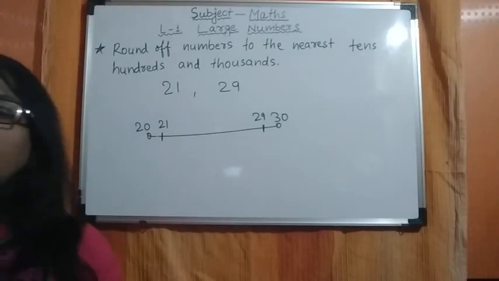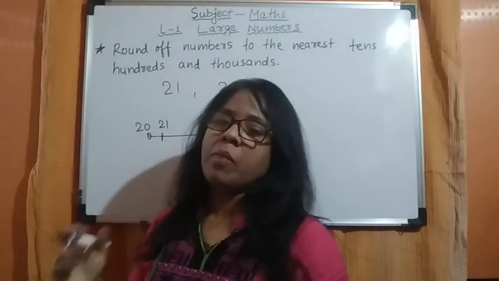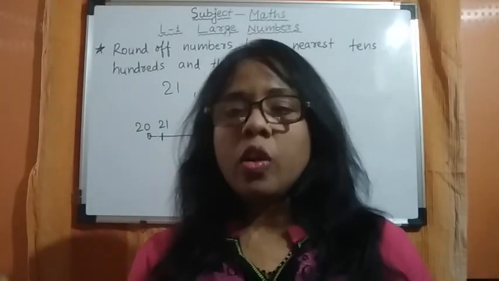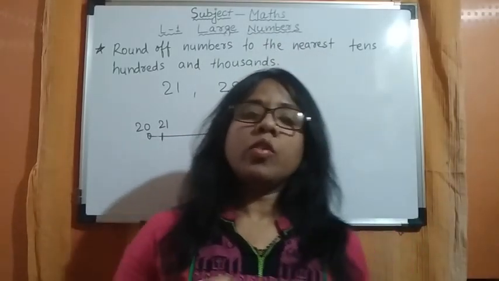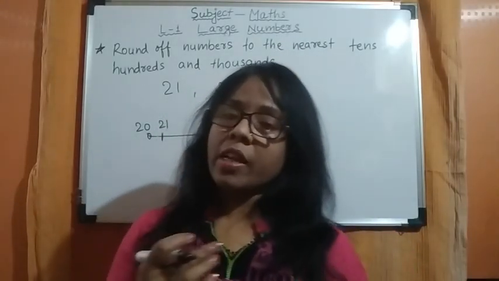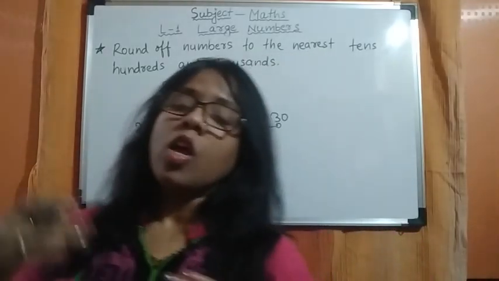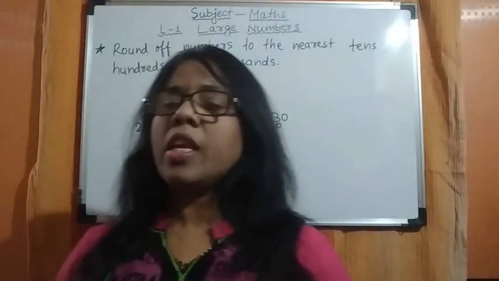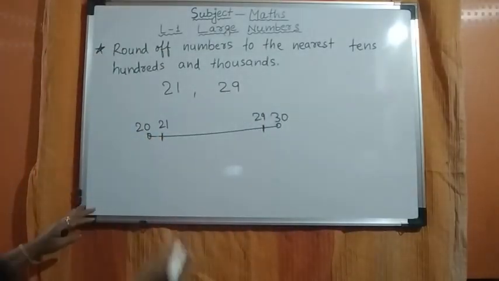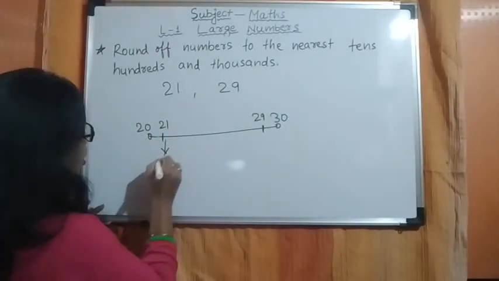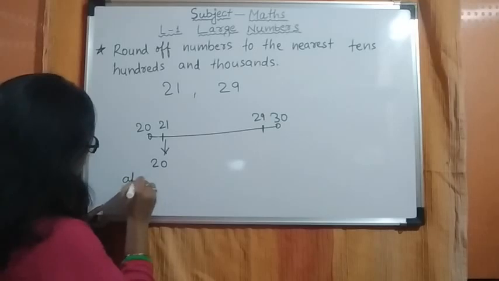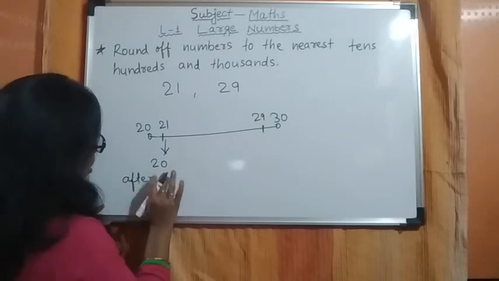So rounding off says that if you have to multiply 29 into 29, 29 into 29 multiplication is very difficult. If you multiply 30 into 30, it will be easy. So make your calculation easy. We do round off. So here 21 will become 20 after rounding off.